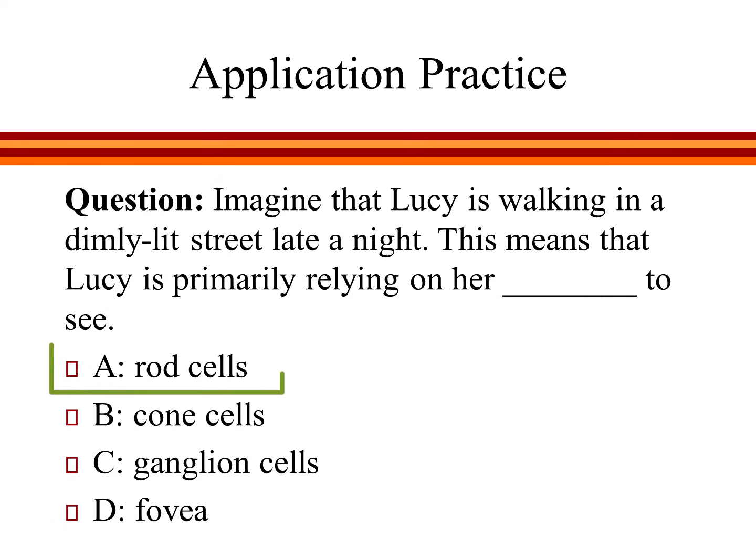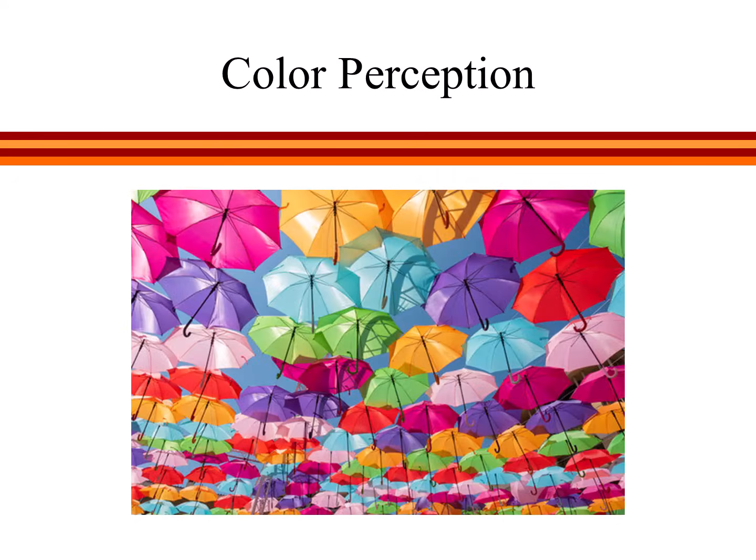The answer here is A, rod cells. Remember, rod cells are what allow you to see in low light conditions. Earlier in the video, I mentioned that cone cells are what help us to perceive color. But how do they do this?